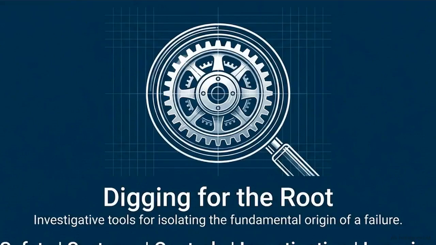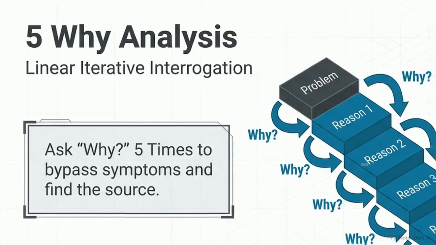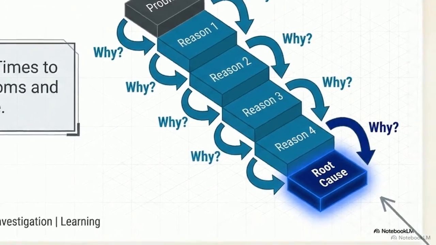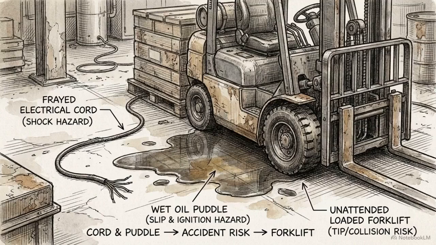We start with tools designed specifically to bypass superficial symptoms and locate the true origin of a failure. This diagram illustrates the 5 why analysis, our most direct tool for interrogating a specific problem. By asking why repeatedly and working downward through each reason, investigators isolate the foundational root cause at the bottom of the chain.